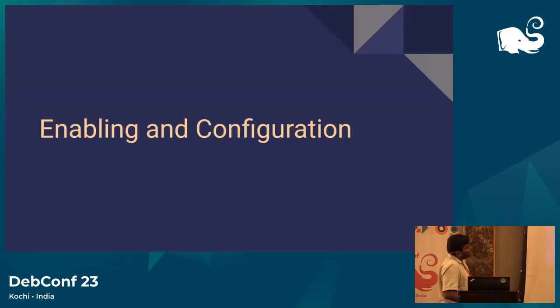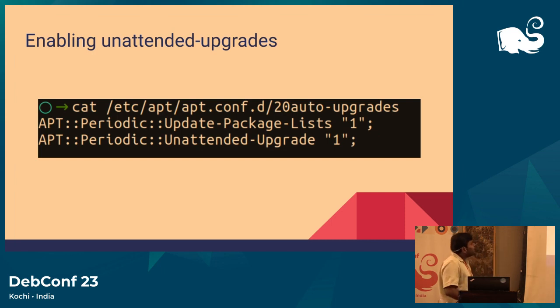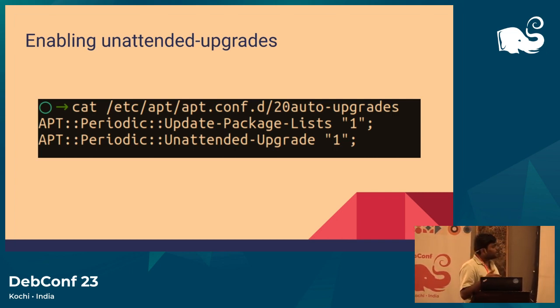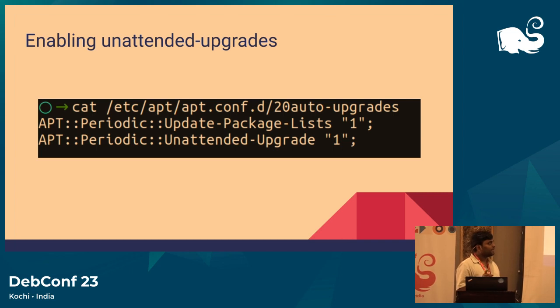So how do we do that? What I just talked about, we enable it by using this config. The first one is your apt update, and the other one is the apt upgrade, essentially. You can also use debconf, debconf-set-selections, and debconf-get-selections to see the values and do it more programmatically.